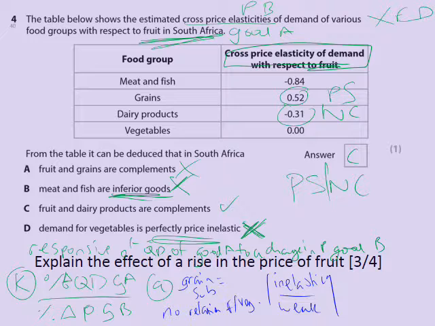So you could say that the rise in the price of fruit should have the effect of the complement demand going down. So meat and fish and dairy. And in terms of the substitutes, the demand would go up. So there's kind of an inverse relationship there for that. So grains would increase.